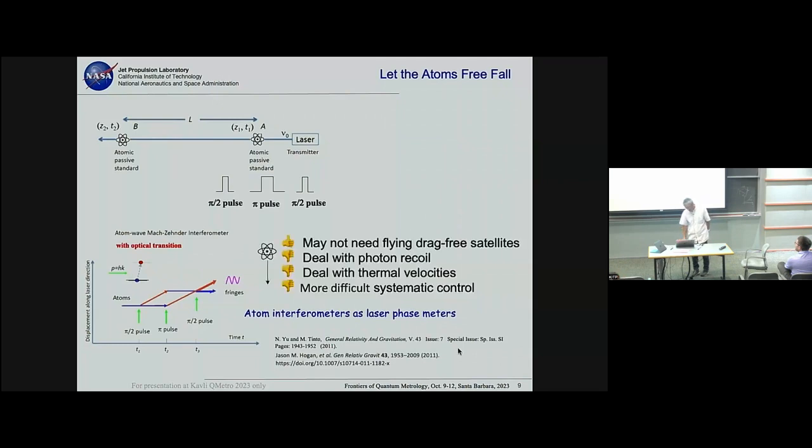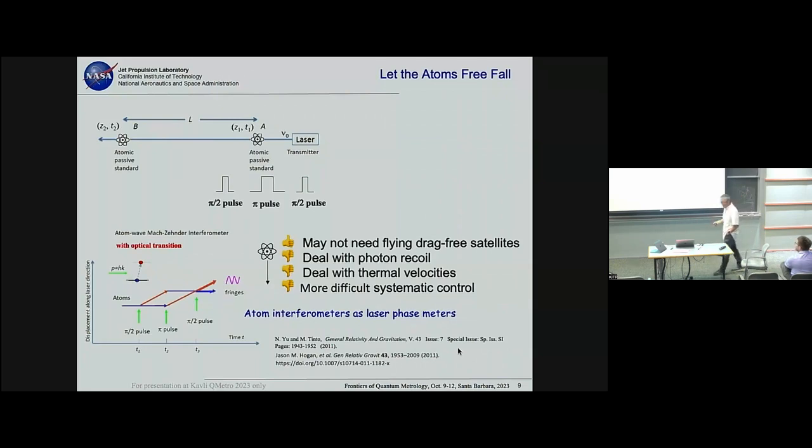And so what's the difference? The good thing is now if we have totally drag-free atoms, then we don't have to fly spacecraft drag-free. And so that will be a big saving. The price to pay is that now you have to deal with photon recoil. We know how to deal with that.